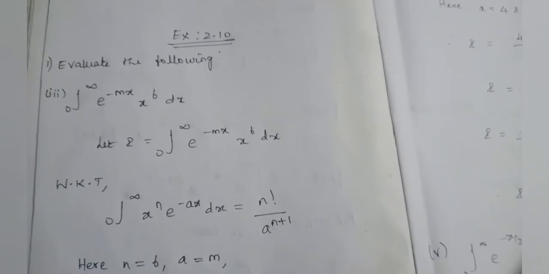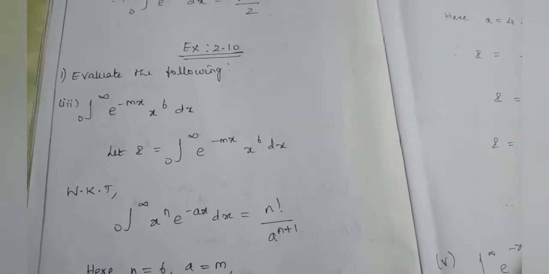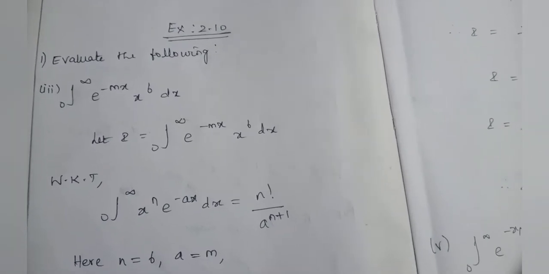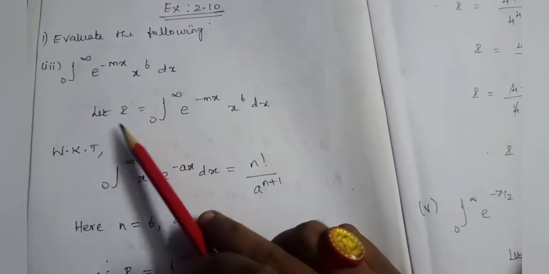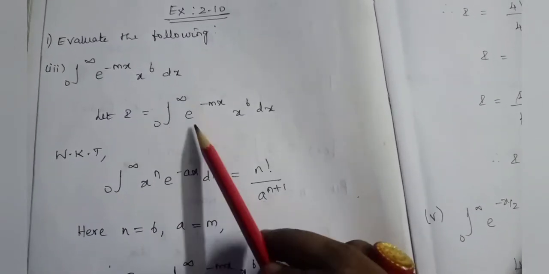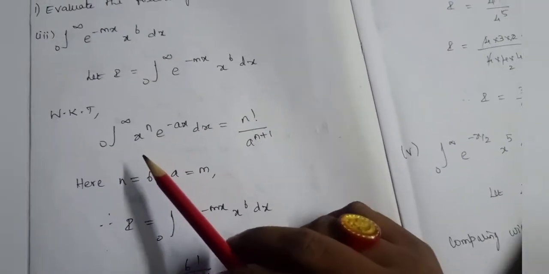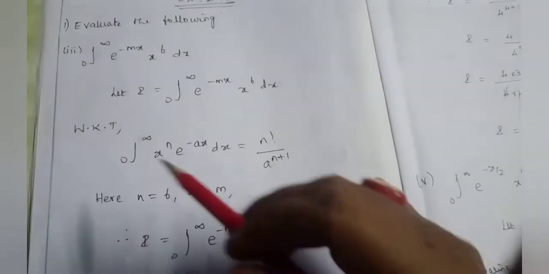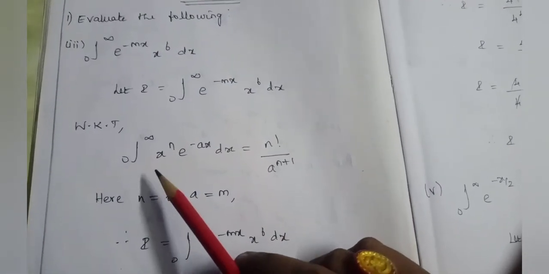Now exercise 2.10, evaluate. I have done from the third subdivision. First two subdivisions you can do easily. Third subdivision, integral 0 to infinity e power minus mx x power 6 dx. So I am going to name this as I. Let I is equal to integral 0 to infinity e power minus mx x power 6 dx. You remember we saw in the notes, I have given the notes also here. That particular note is there in the video itself. You can go through it.